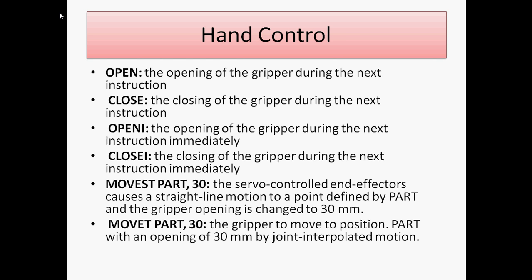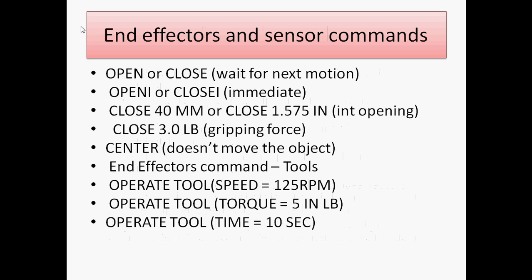So the gripper opening changes only up to about 30 mm. It is a limiting value we are providing in this case, that is about hand control. The next is about move T. So it is the gripper moving to the position with an opening of 30 mm by joint interpolated motion. So this is the main thing about hand control.